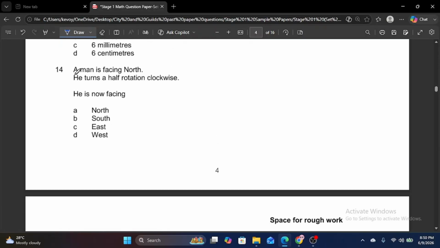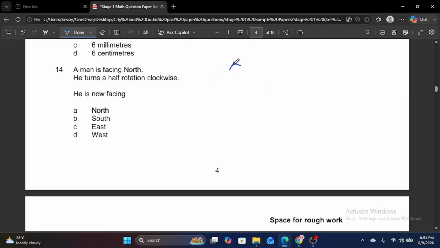Alright, so a man is facing north. He turns a half rotation clockwise. He is now facing, okay. A full clockwise rotation would be a circle going in this direction right here, starting right here and going all the way around. It's going to be like a clock. A clock goes from this direction, all around, coming back right here. That's how a clock operates. In total, it's like a circle.